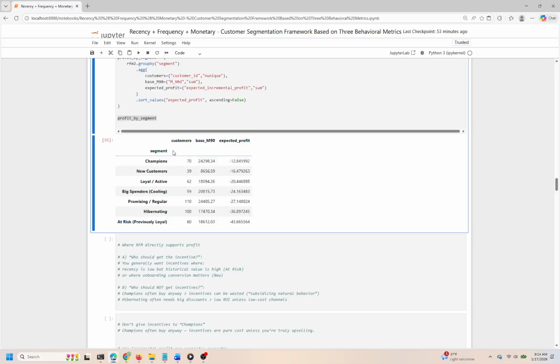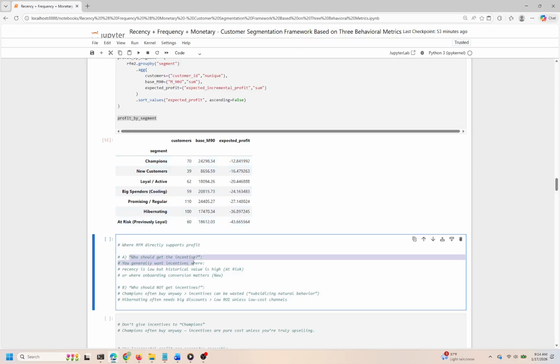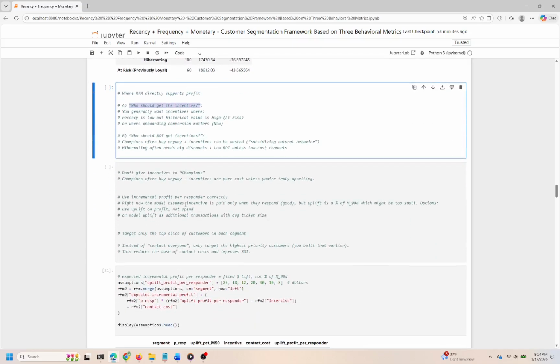Cell 14. In this cell, we're analyzing how the RFM model can specifically inform profit strategies by determining who should receive incentives. This is essential for optimizing marketing efforts and ensuring resources are effectively allocated. The cell outlines two primary considerations, one for identifying customers who would genuinely benefit from incentives, and another for recognizing those who should not be targeted.